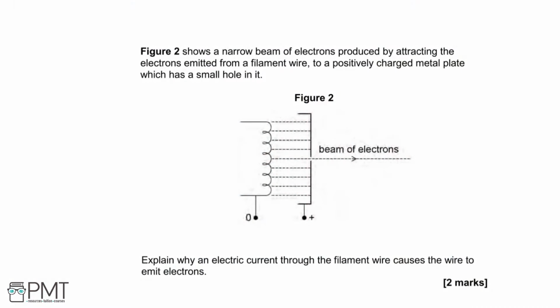Figure 2 shows a narrow beam of electrons produced by attracting the electrons emitted from a filament wire to a positively charged metal plate which has a small hole in it. We've got figure 2 there with our coil of wire and then a beam of electrons which escape through a small gap.